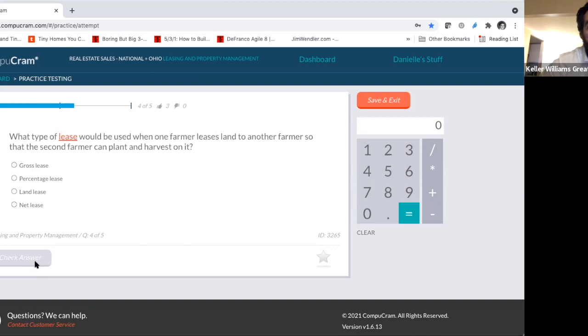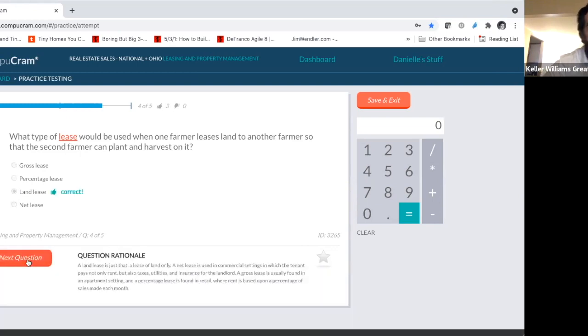All right, question number 4. What type of lease would be used when one farmer leases land to another farmer? You guessed it, it's a land lease.